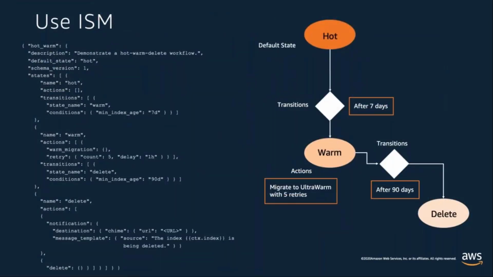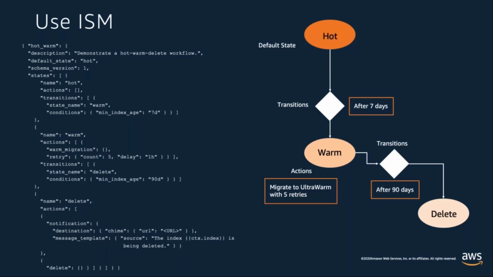In Amazon Elasticsearch Service, we have an index state management facility that allows you to specify different states that your index is going to live in and move that index across the lifecycle that I just talked about. So you create a JSON policy that you're going to apply to the index. That JSON policy is going to specify a set of states and a set of transitions for those states.